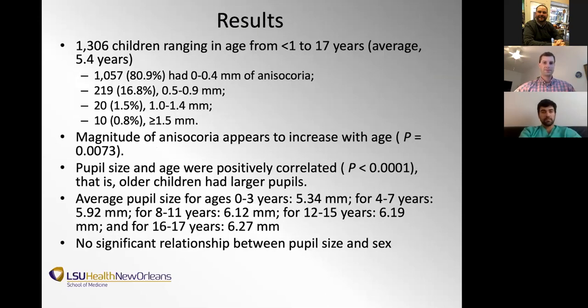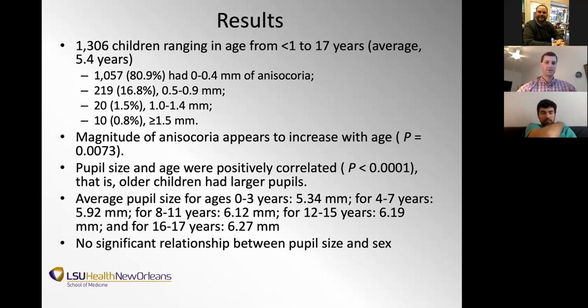And what they found was that in these children, about 1,300 of them, about 20% had significant anisocoria. So 80.9% had 0 to 0.4 millimeters of anisocoria, meaning that they didn't actually fulfill the definition. And then there was about 20% that did. 16.8% of them had between 0.5 and 0.9 millimeters, 1.5% had between 1 and 1.4 millimeters, and a little less than 1% had greater than 1.5 millimeters.